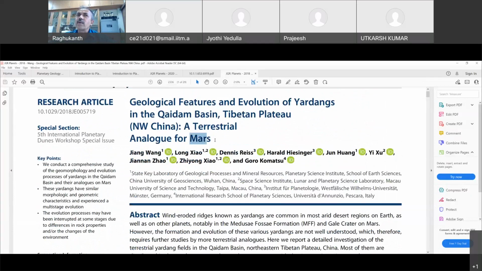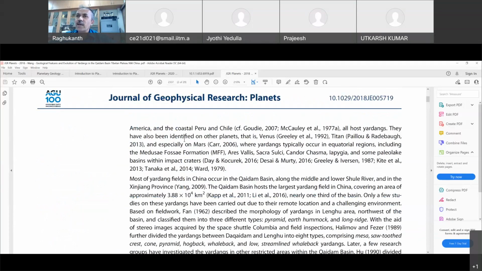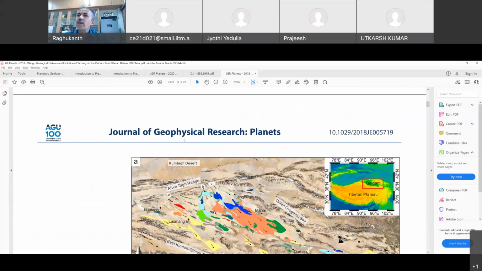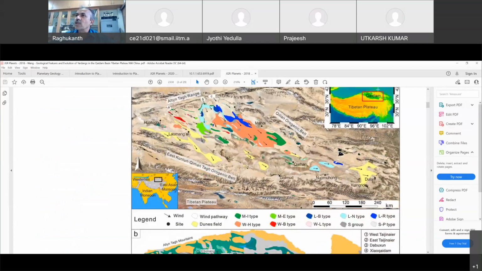Can you read here? Which basin are they comparing? Yeah, so they are saying that on Mars, if you want to understand this type of wind erosion of mountains, they are giving an analogy. So they are comparing this with the Qaidam Basin in Tibet basically. If you see this paper, it's a very nicely written paper. So you can see the Qaidam Basin. This is the Tibetan Plateau. So this is the Qaidam Basin.